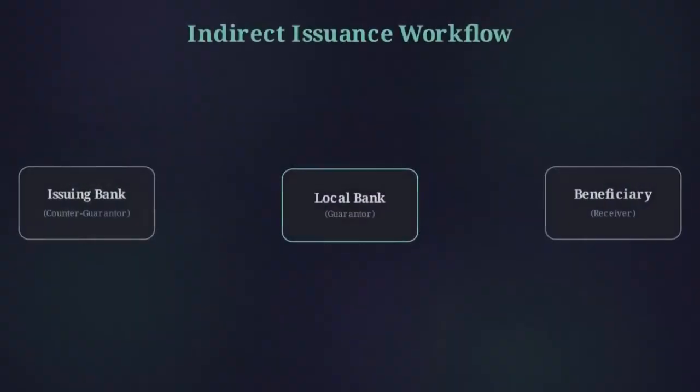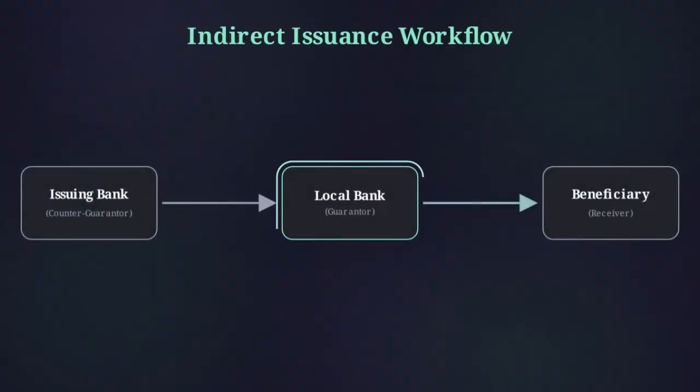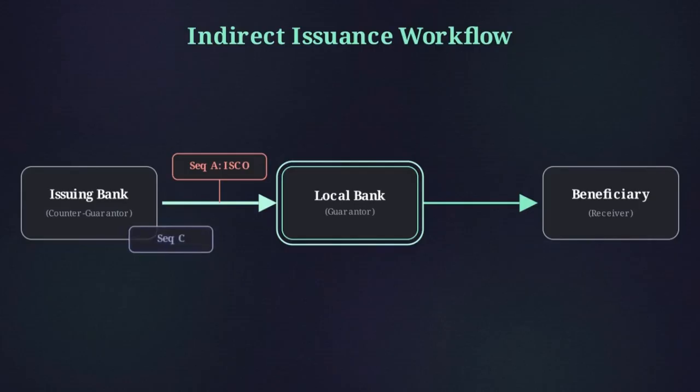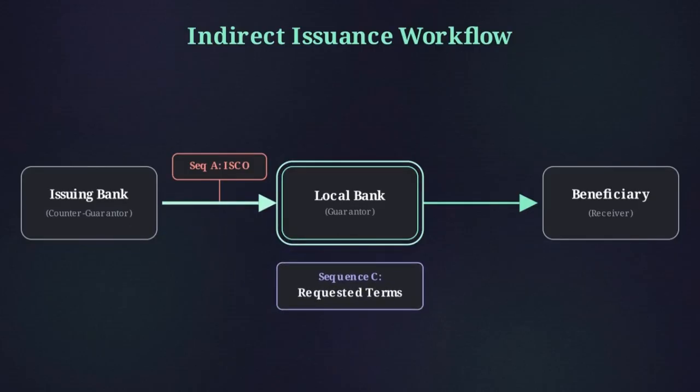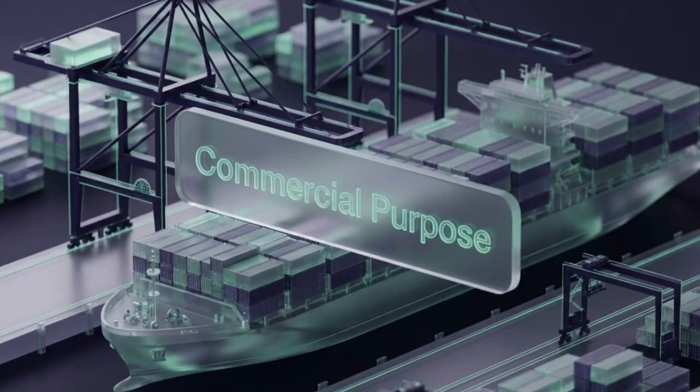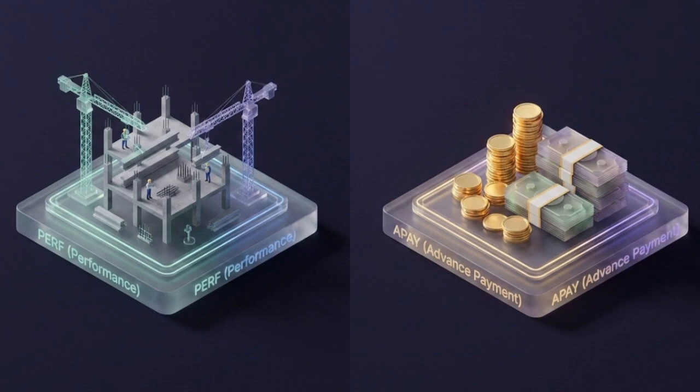Sequence C is utilized only in indirect structures, where a local bank must issue the guarantee. This requirement is flagged by selecting ISCO in Sequence A. This sequence communicates the requested terms from the counter-guarantor to the local issuing bank. Field 22K identifies the type of undertaking, defining the commercial purpose of the local guarantee. This uses standard codes like PERF for performance bonds or APAY for advance payment guarantees.